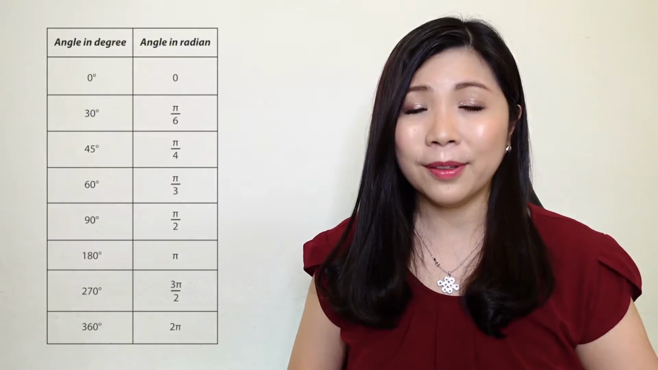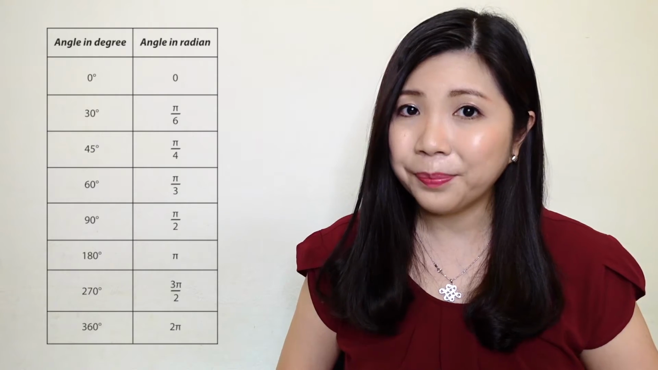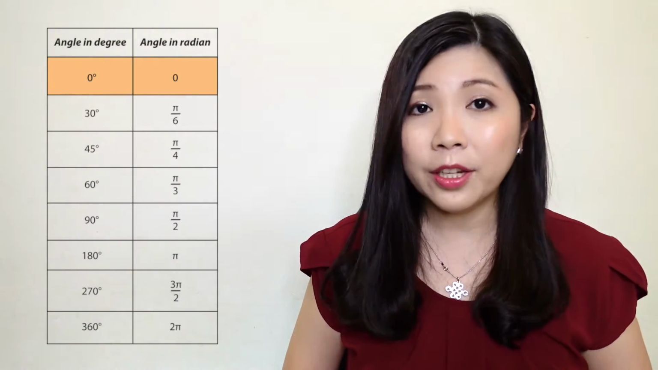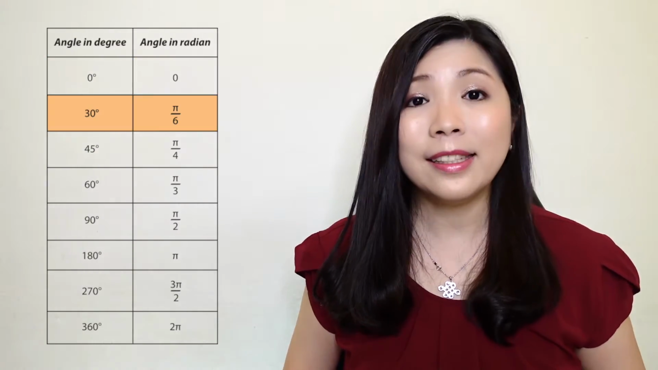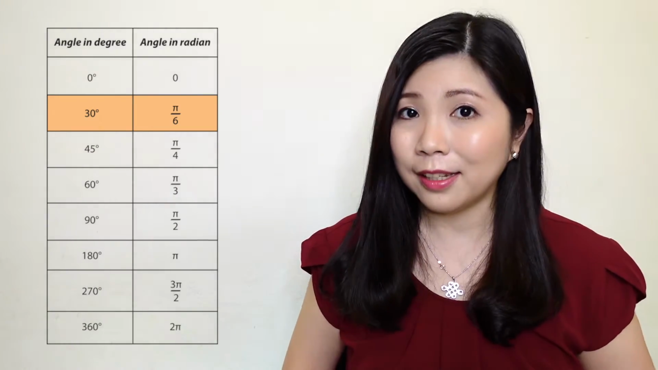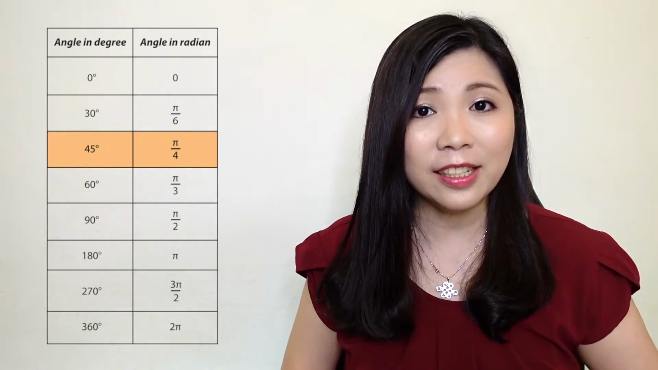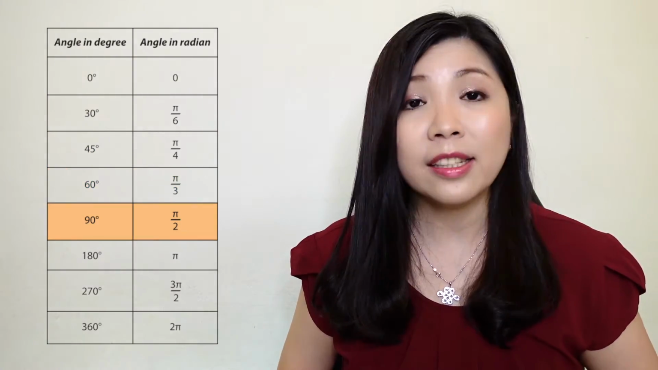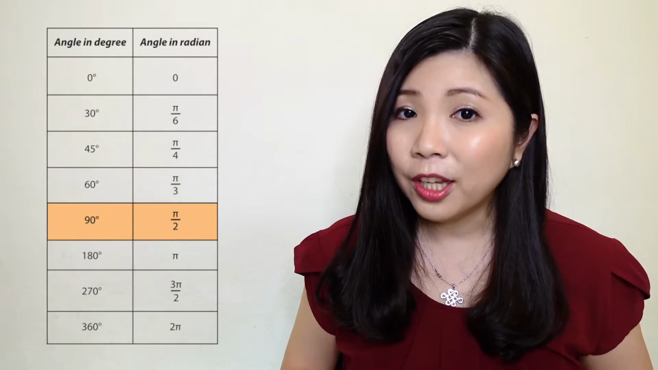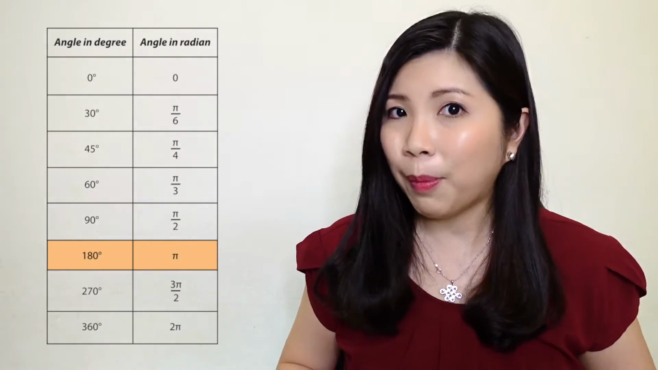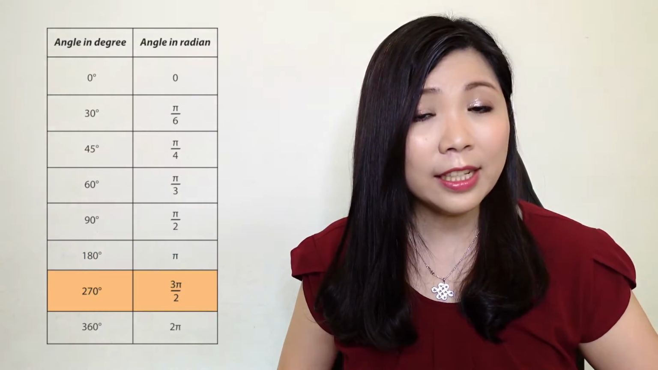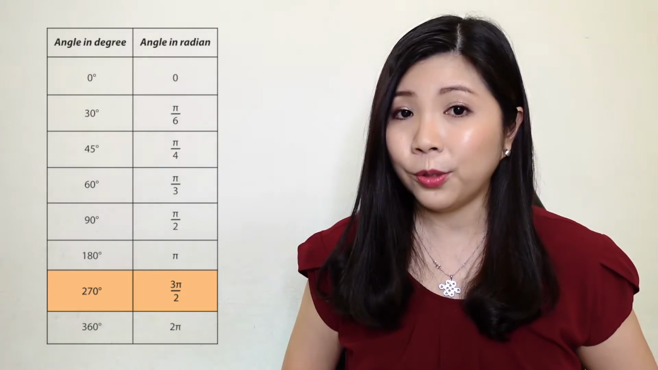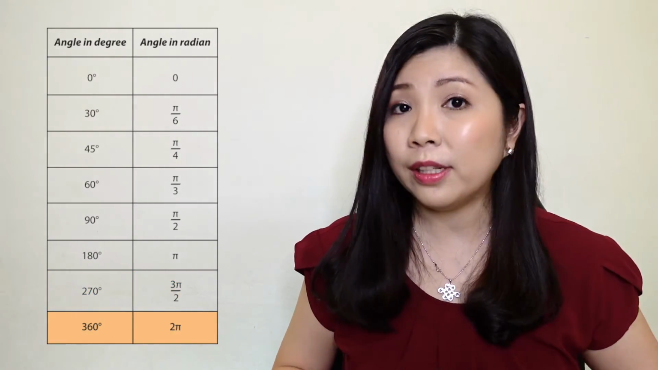Now let's look at this table. This table is for common angles. For example, when it's 0 degrees, it's 0 radian. When it's 30 degrees, it's pi over 6. When it's 45 degrees, it's pi over 4. When it's 60 degrees, it's pi over 3. When it's 90 degrees, it's pi over 2. When it's 180 degrees, then it's pi. When it's 270 degrees, it's 3 pi over 2. When it's 360 degrees, it's 2 pi.